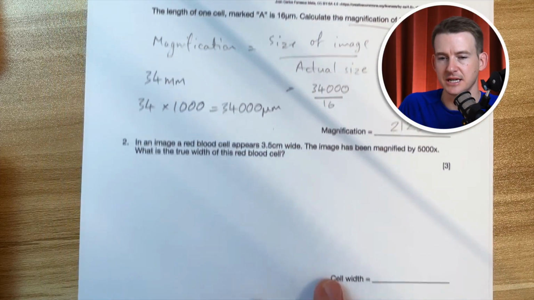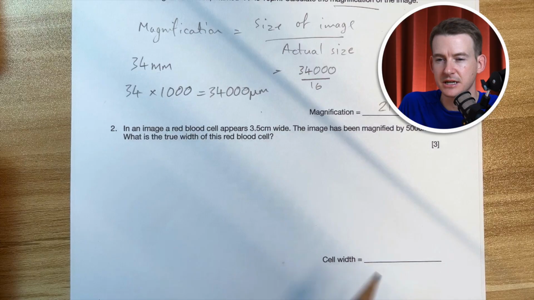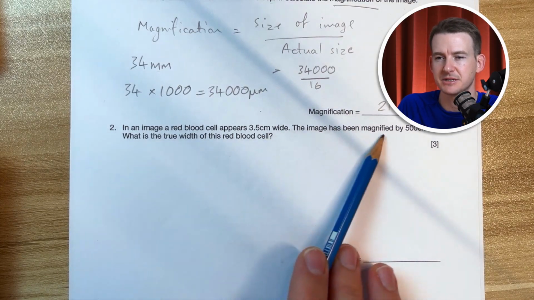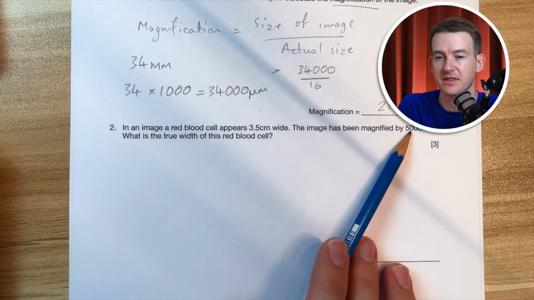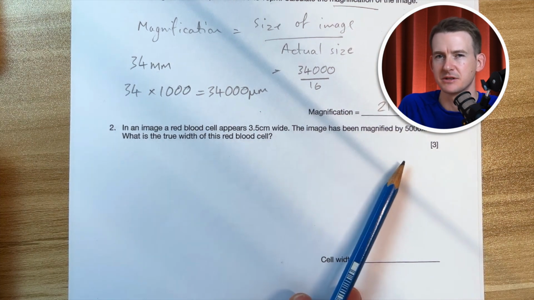Let's have a go at another one. In an image, a red blood cell appears 3.5 centimeters wide. The image has been magnified by 5,000 times. What is the true width of this red blood cell?